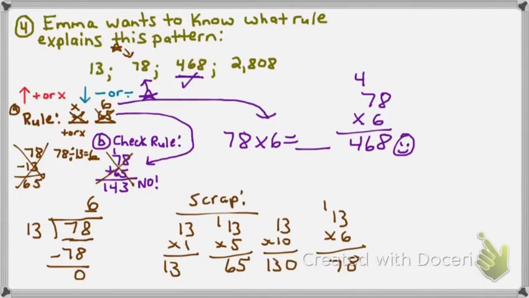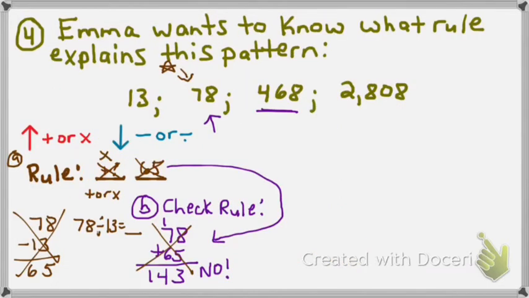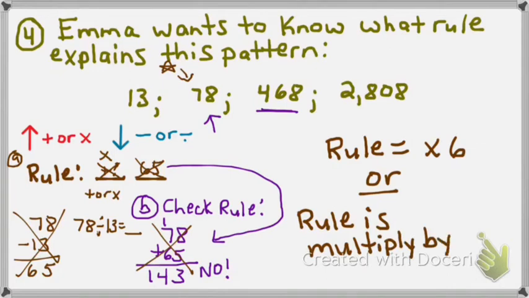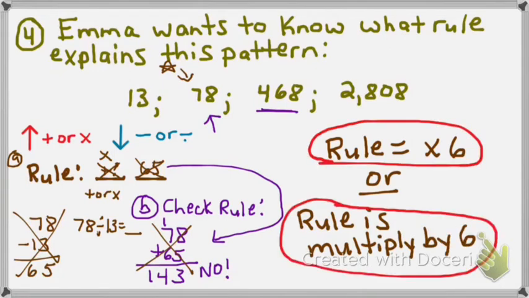Now, this doesn't ask me to fill in any extra blanks. It simply says that Emma wants to know what rule explains the pattern. And I do believe I've already figured out the rule, which is times 6. Let's write down this final answer. Either of these ways that I'm going to show you would be considered correct. But you should definitely write down that it's the rule, so we know it's the rule. So I'm going to write down rule equals times sign 6. Or I could say the rule is multiply by 6. You might see it either way, and you can write it either way.